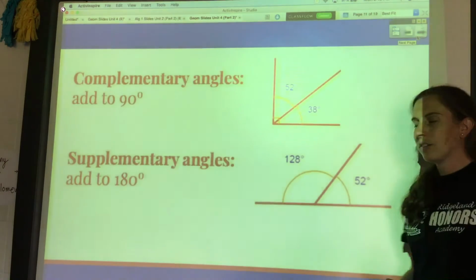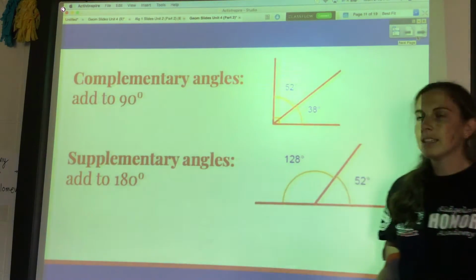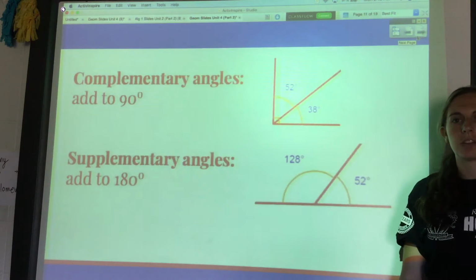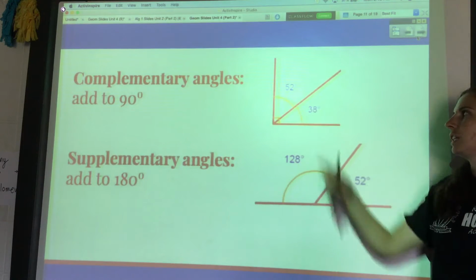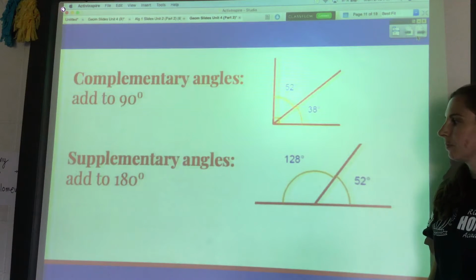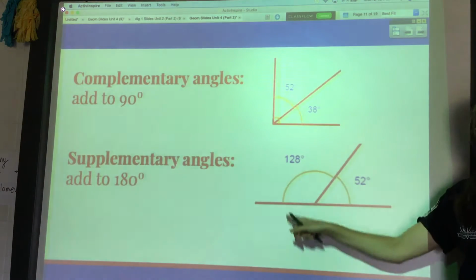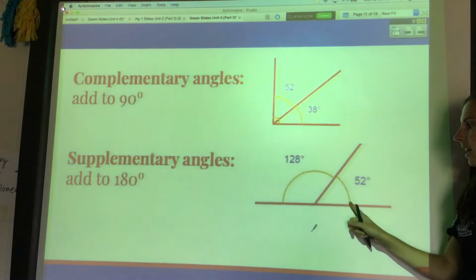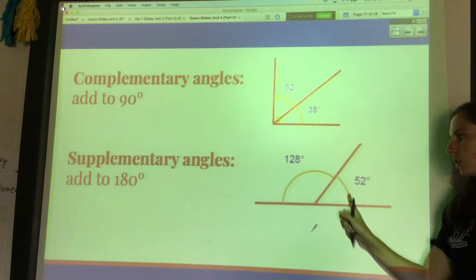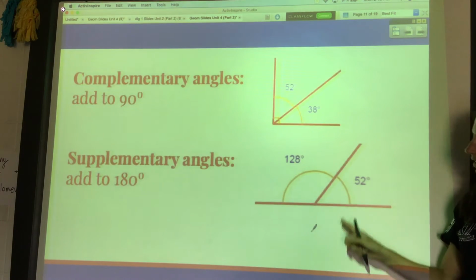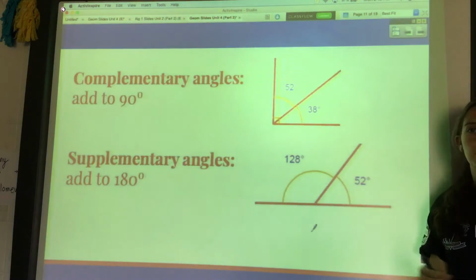And then I want to remind you of these two words as well. Complementary means they form a 90-degree angle. Complementary angles add up to 90, like 38 and 52. If they ever form a straight line, they're called supplementary angles. These add up to 180 because 180 is half of a full circle, basically. So 180 and then 360. See how 128 plus 52 would add up to 180, and so those are what we call supplementary.